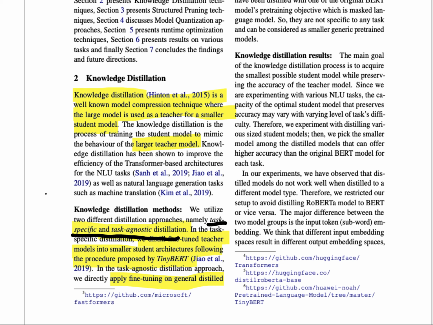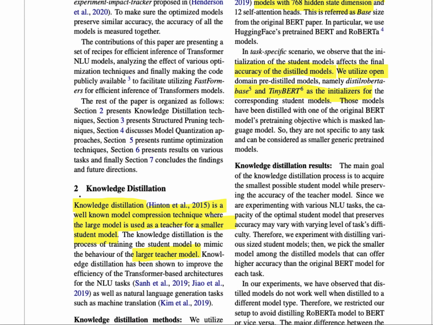In task specific distillation, essentially what we are trying to do is initialize the student network, and fine tune both the teacher network and the student network on the task. This is slightly different from task agnostic distillation, where we are initializing the student network, but only fine tuning the student network.